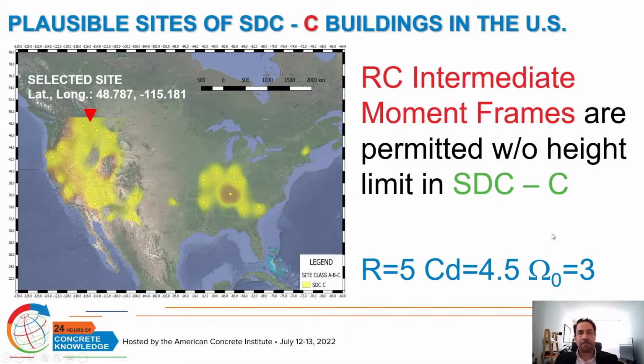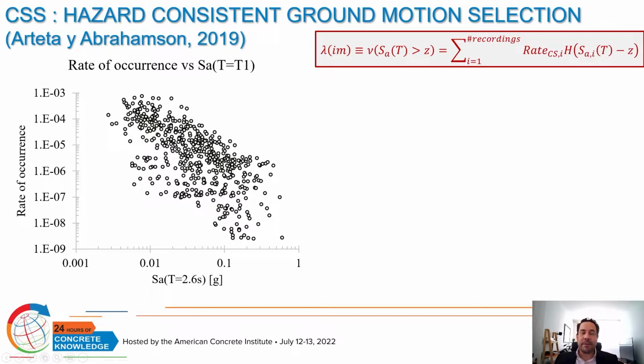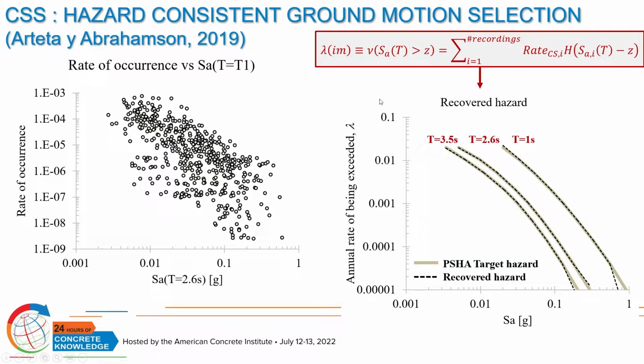For the risk-based analysis, we decided to use the conditional scenario spectra, CSS, as a hazard-consistent ground motion selection technique. With the CSS, we assign rates of occurrence to the ground motions based on their intensity and spectral shape. With this information, we can simulate the hazard at a site with our ground motion set.